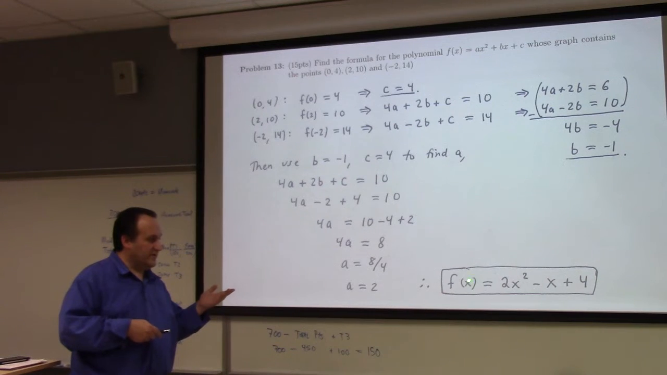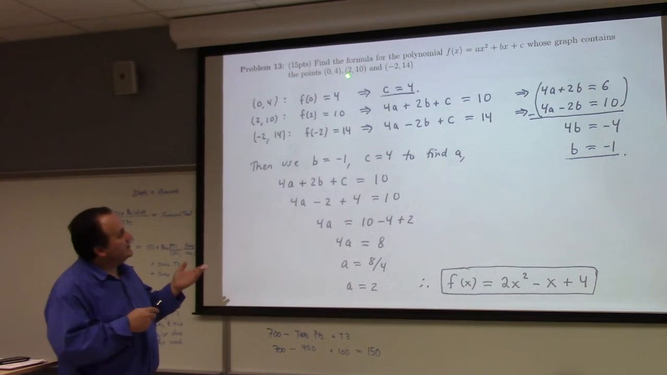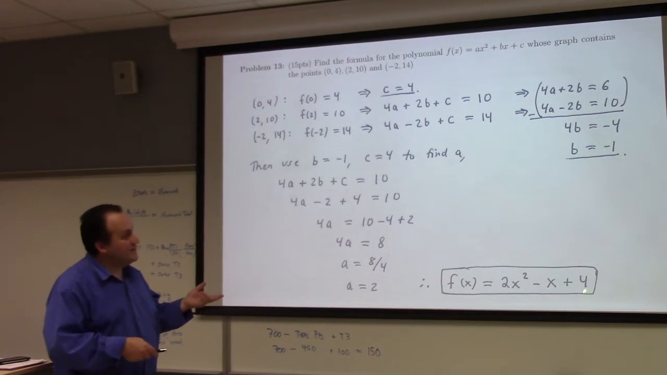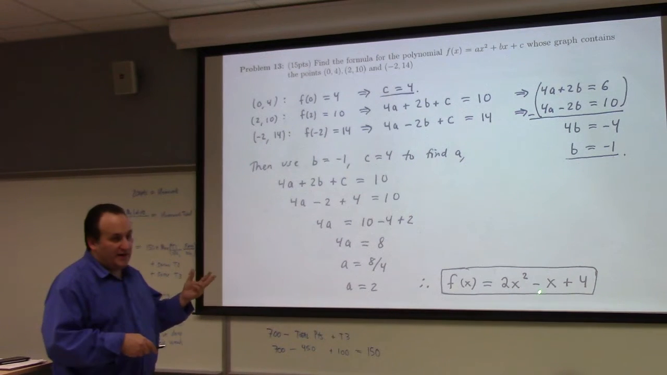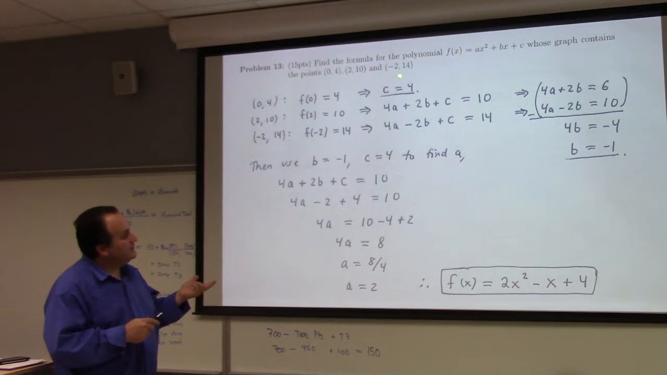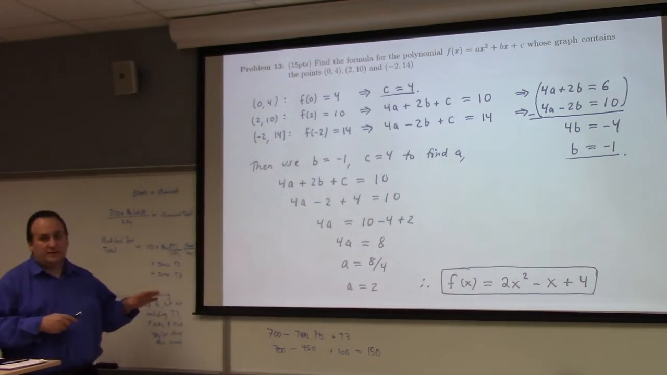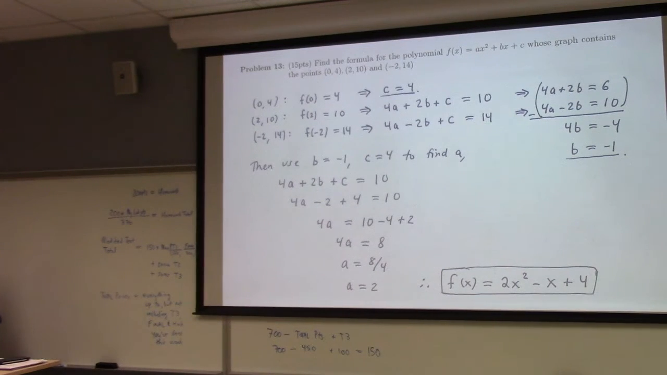So for this one example, if I put 2 in, what happens? F of 2 is 2 times 2 squared, which is 8. 8 minus 2 is 6. 6 plus 4 is 10. Is that what it's supposed to be? It is. What happens when I plug in minus 2? I get 2 times minus 2 squared, which is 2 times 4, which is 8. 8 minus a minus 2 is 10. 10 plus 4 is 14. Is that what it's supposed to be? It is. So, especially for problem 13 and problem 14, you can check your answer.